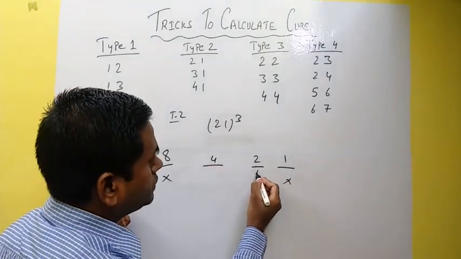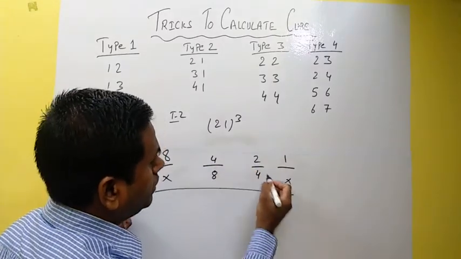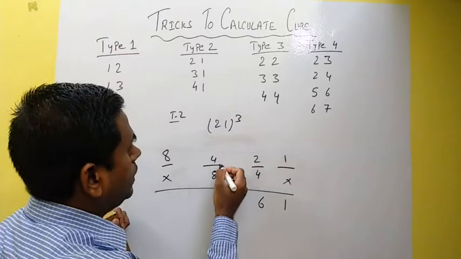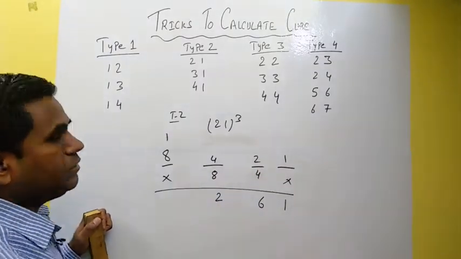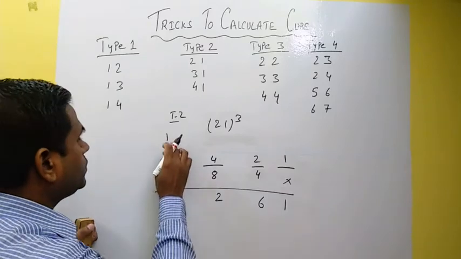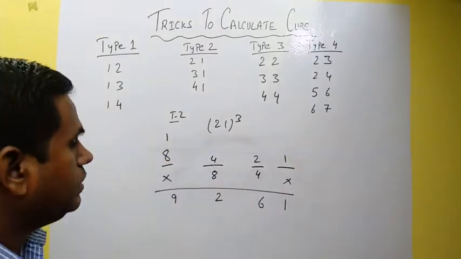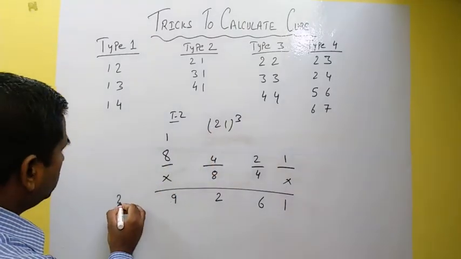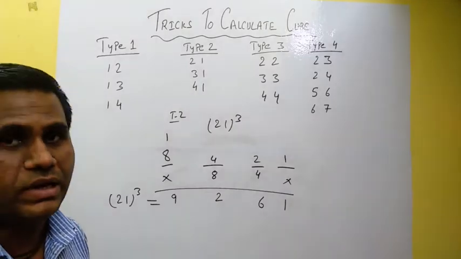So double of 2 is 4, double of 4 is 8. Now let's add this. So 1, 4 plus 2 is 6, 8 plus 4 is 12, 2, 1 carry forward which will come here, 8 plus 1 is 9. So 9261 is the cube of 21. So quickly we have calculated.